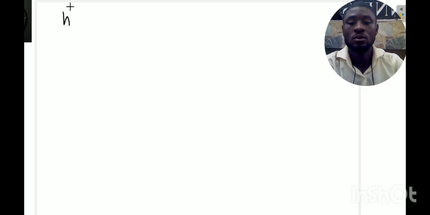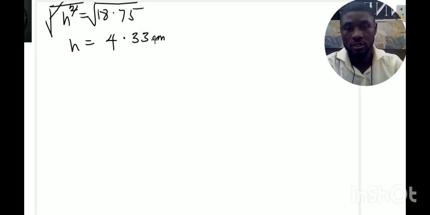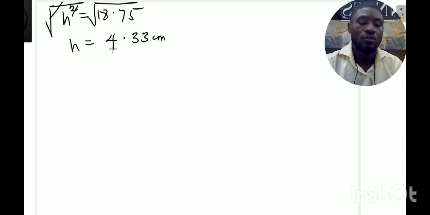So h squared is equal to 18.75. So we'll find the square root of both sides. So the h is equal to 4.33 centimeter.